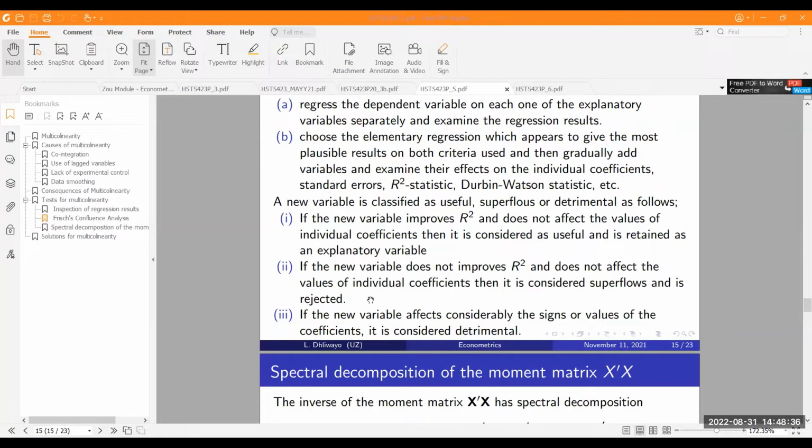Second scenario. If the new variable does not improve R squared, and does not affect the value of individual coefficients, then it's considered superfluous, and is rejected. So with the addition of the second wife, R squared does not improve. That means the income does not improve. She's just as good as nothing, as though she was not there. So we say she's superfluous. She's just like a flower. It's very poor, but it's not adding any value. That's superfluous. It's not improving R squared and does not affect individual coefficients.